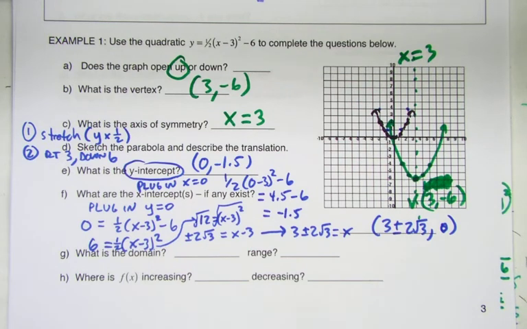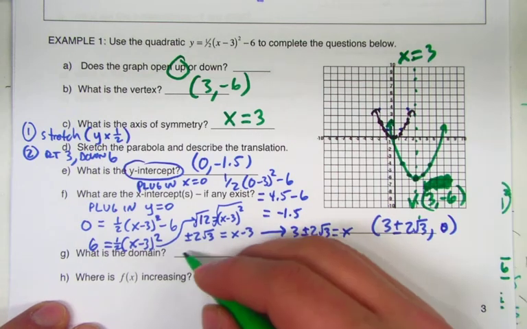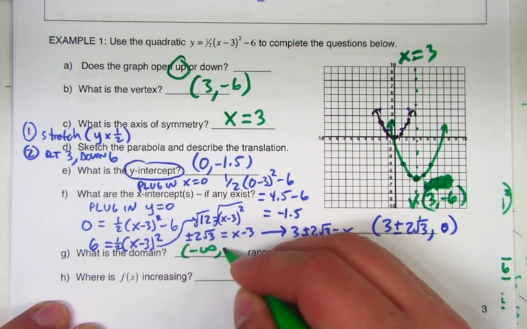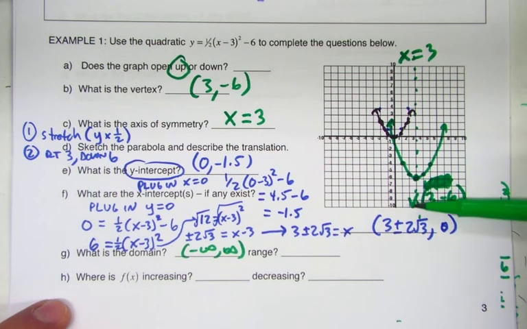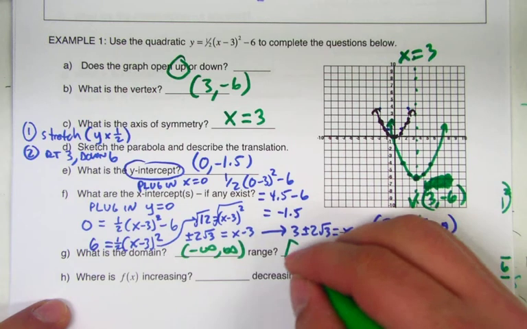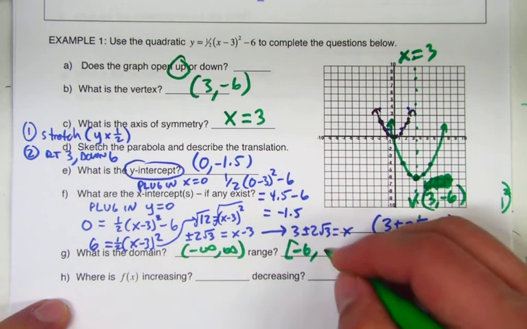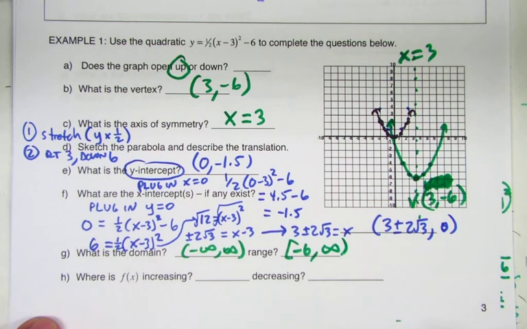The domain, again, for any quadratic, any parabola, is always all real numbers, so negative infinity to infinity. The range, our lowest point is at negative 6 for the y value. And since the parabola opens upward, we just go up to infinity.